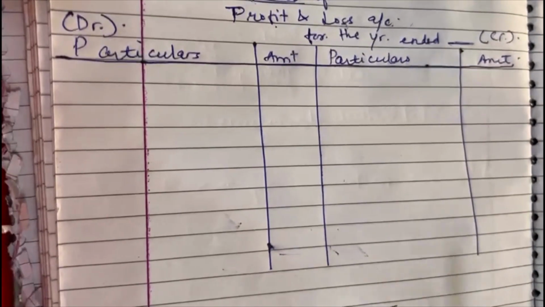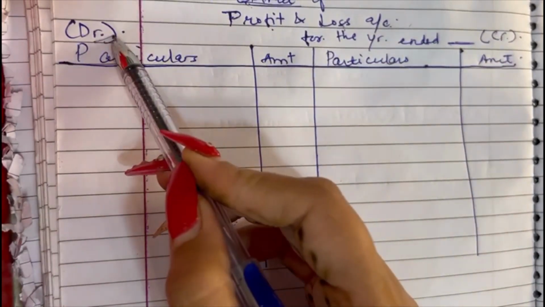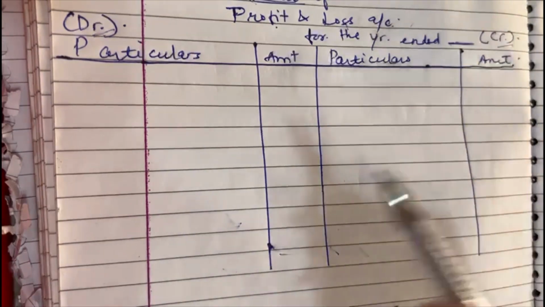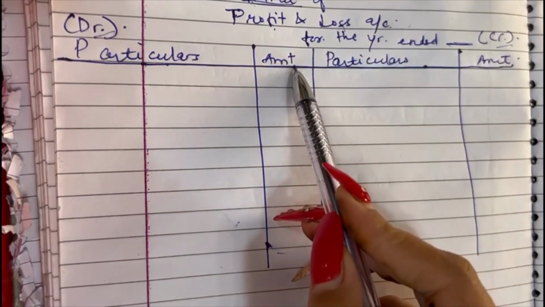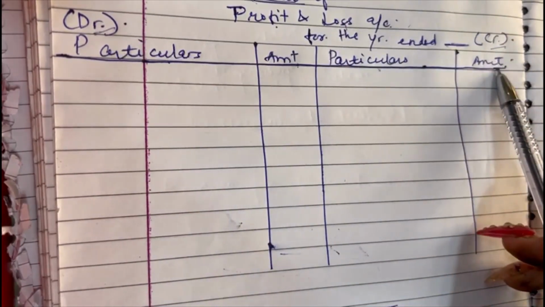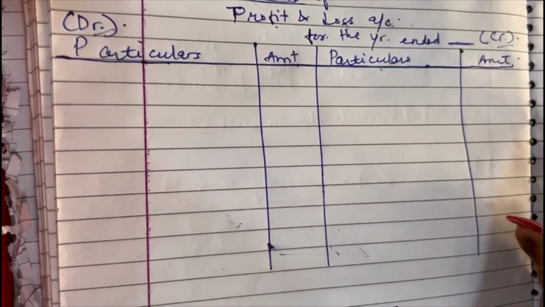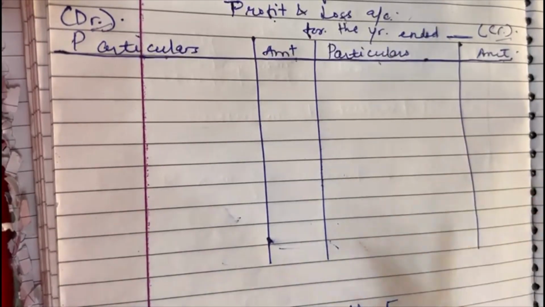Now, the format of profit and loss account is divided in two parts: debit on the left and credit on the right. On the debit side you will have particulars and amount, and on the credit side we will have particulars and amount. Again, you can mention dates here if you are properly preparing the complete profit and loss account, but we are only showing the extract, so that can be avoided.